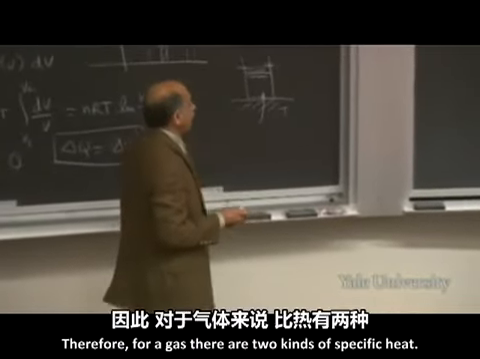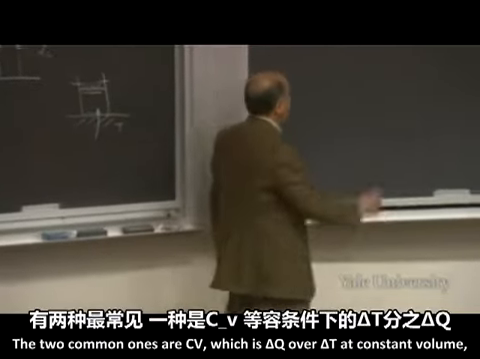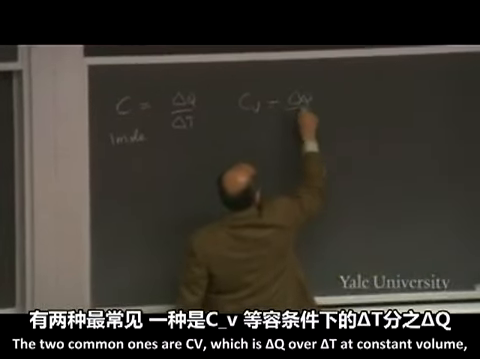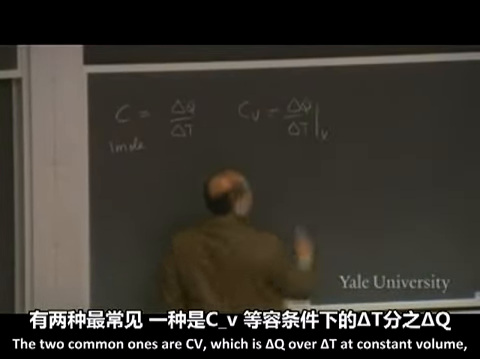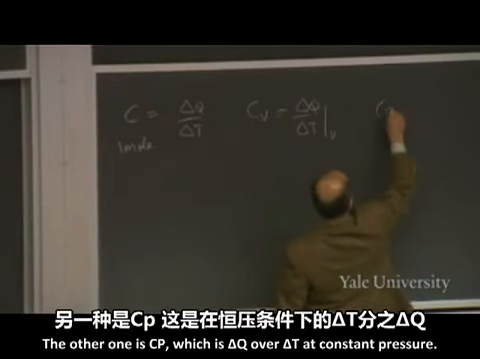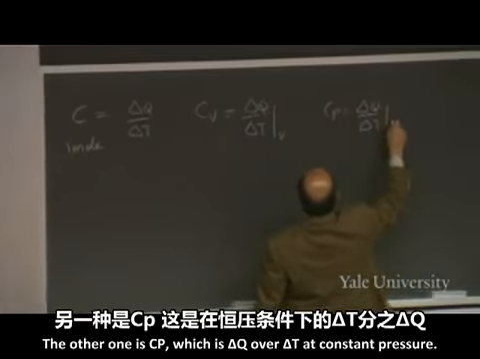Therefore, for a gas, there are two kinds of specific heat. In fact, you can define many definitions. The two common ones are, one is CV, which is delta Q over delta T at constant volume. That's how we denote that in calculus. The other one is CP, which is delta Q over delta T at constant pressure.